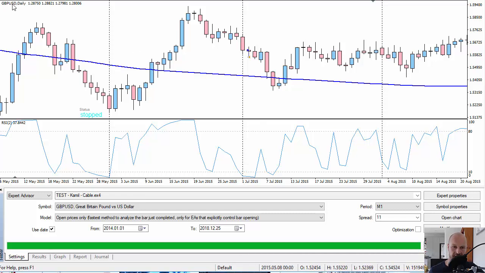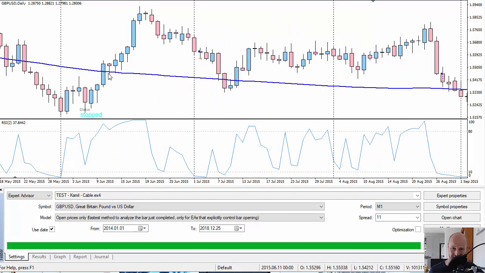It's a Great British Pound US dollar, so cable pair on the daily chart. So you're not going to get trades for ages, but the trades you do get should hopefully hold you in good stead. The stop loss is discretionary, so that's probably the difficult thing here to work out, where you put your stop. But the other rules are pretty much locked in and fairly easy to follow. So this is how it works.